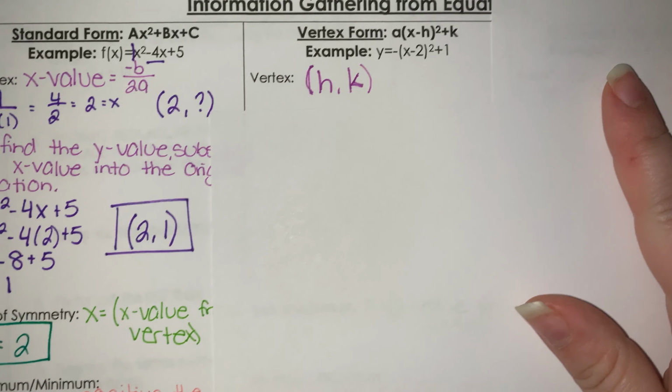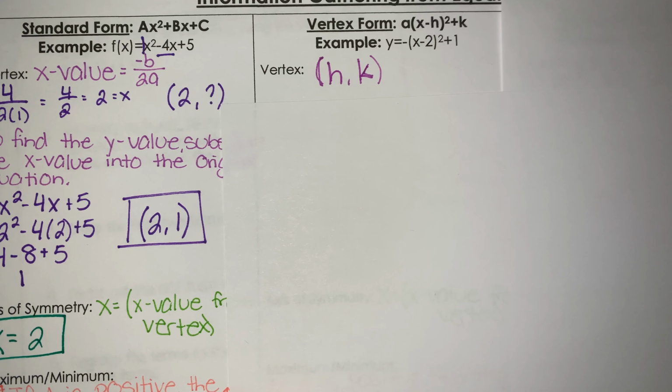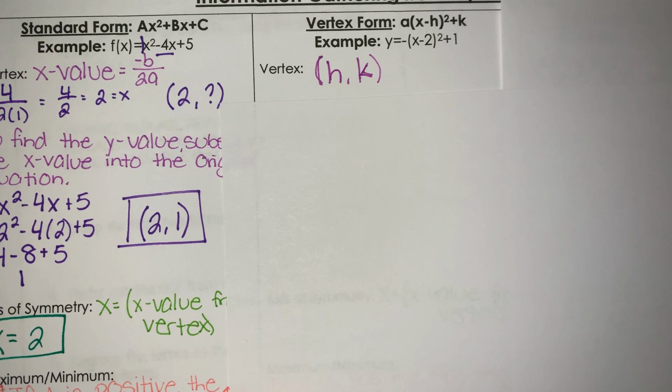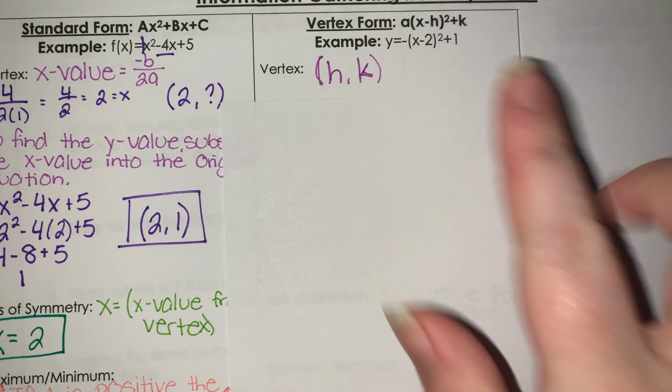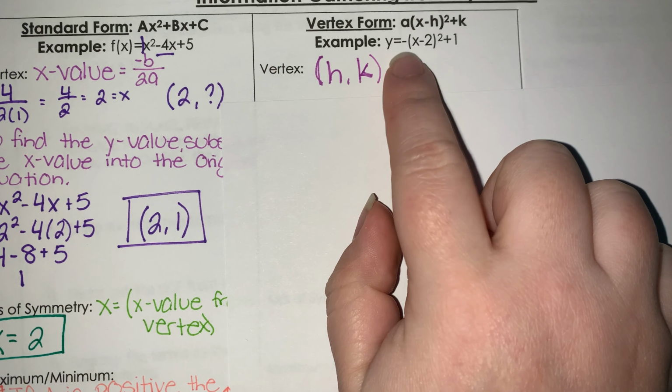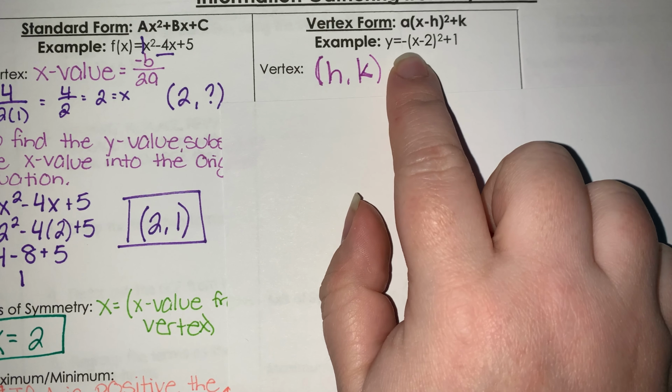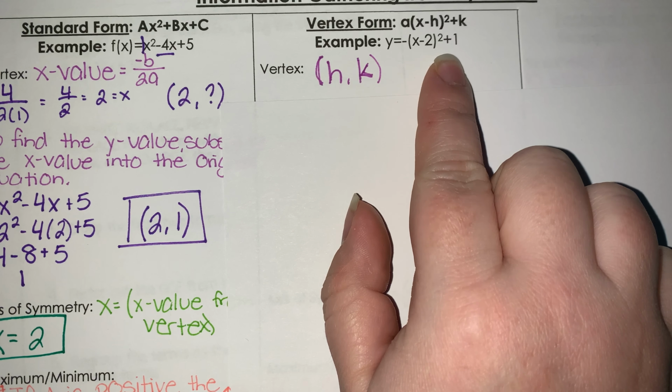So in vertex form, you can obviously pull the vertex. Your vertex in vertex form is h comma k. So if we look at the example that we have at the top, we have -1. Okay, this negative sign means -1. X minus 2 squared plus 1. Now, if you remember correctly, the h value of your vertex is always the opposite sign.